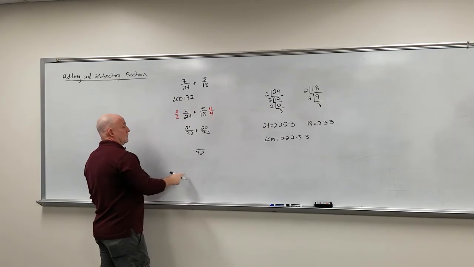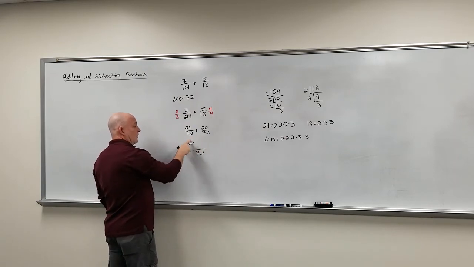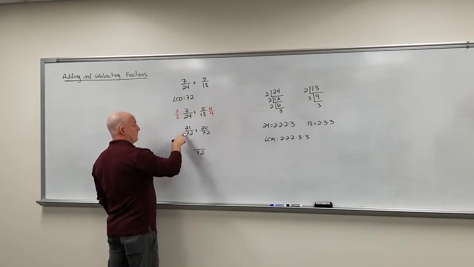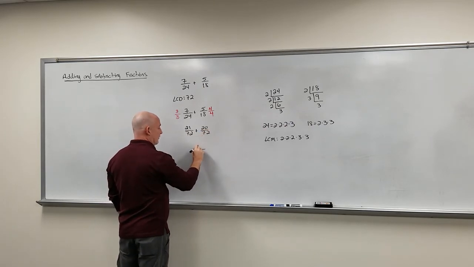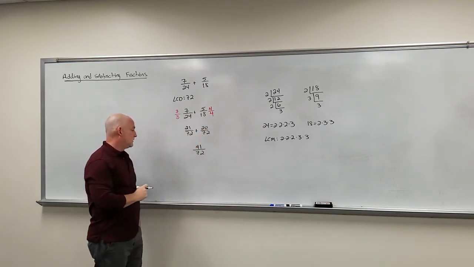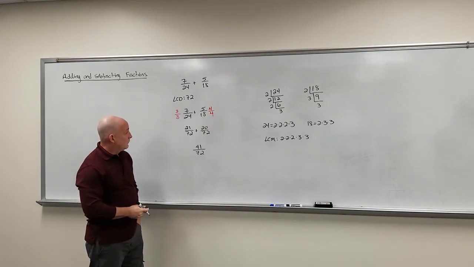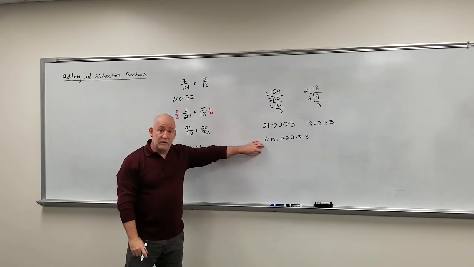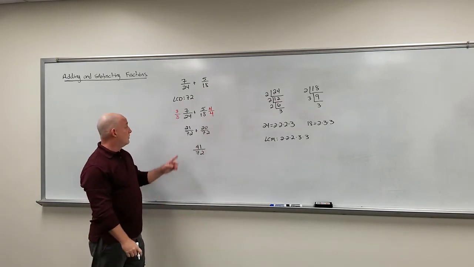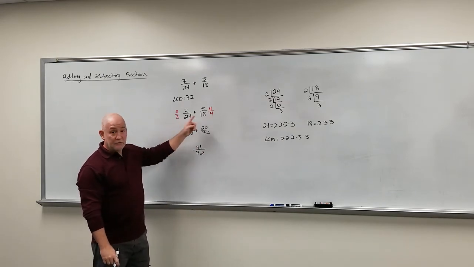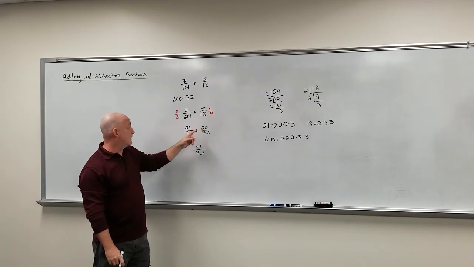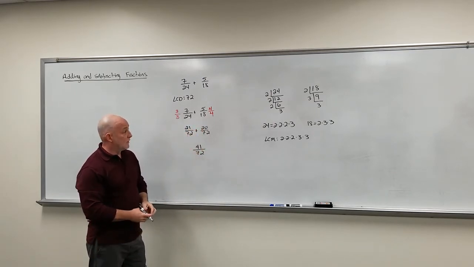So both of these are 72nds. We have 21 here, 20 there, so that gives me 41 72nds. And that won't reduce, so that's it. We are all done. So using our old techniques to find the least common multiple when the numbers get large can be helpful, and can also help us find out what we need to multiply each fraction by to make it have a common denominator.